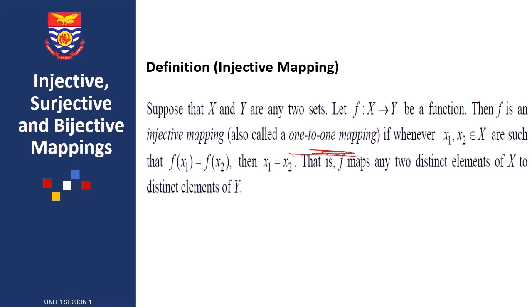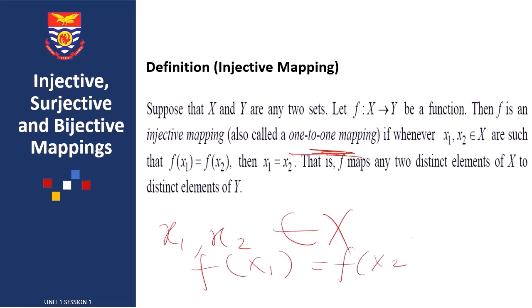If whenever x1 and x2 are members of x such that f of x1 equals f of x2, then x1 equals x2. So when you have x1 and x2 both members of the big X, and you also have the fact that f of x1 equals f of x2, which implies that x1 equals x2, then you can say that this mapping is an injective mapping, or one-to-one mapping.